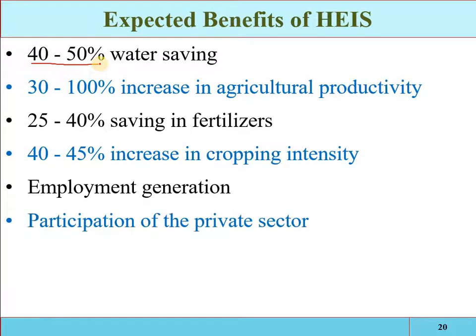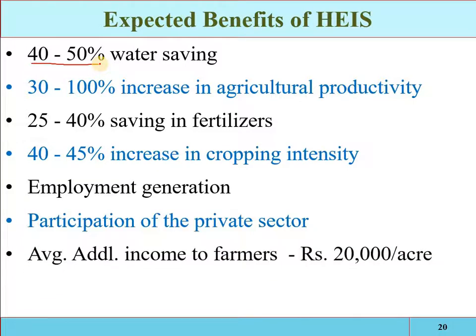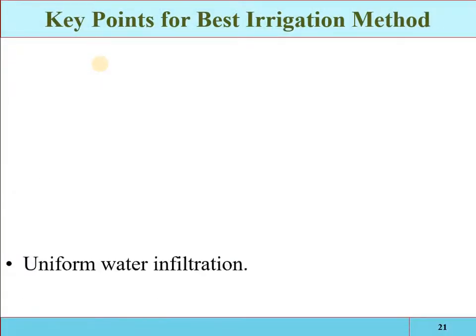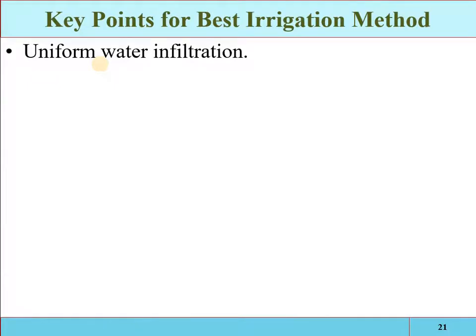Also private sectors or companies will be involved in the installation and design of the systems, and the average additional income to a farmer is 20,000 per hectare. This is a rough average estimate for the high efficiency irrigation system. Now which method will be selected? Okay, which method will be the best irrigation method?